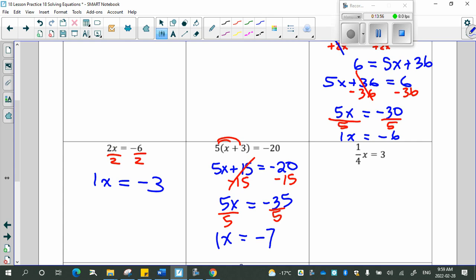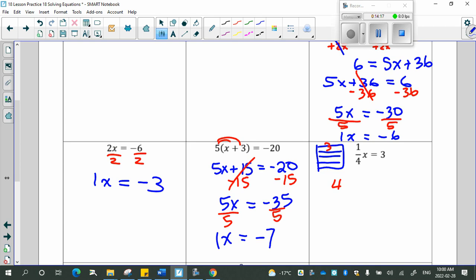That's perfect. We're also going to do the next one, a quarter x equals 3. So remember, we've got a quarter. We know that a quarter of x equals 3. So how am I going to know what a whole x is? A quarter, 3 times 4. Yes. So I'm going to multiply both sides by 4.